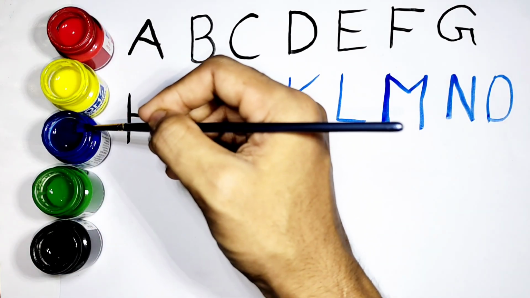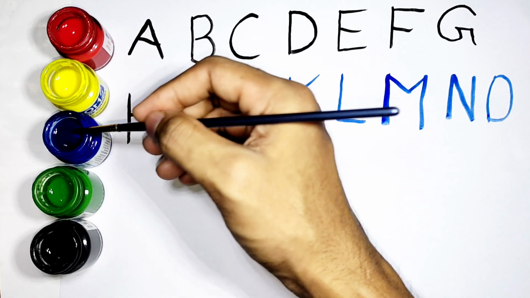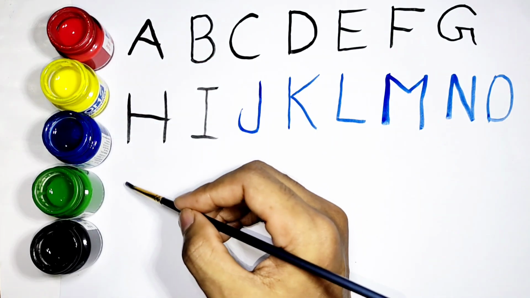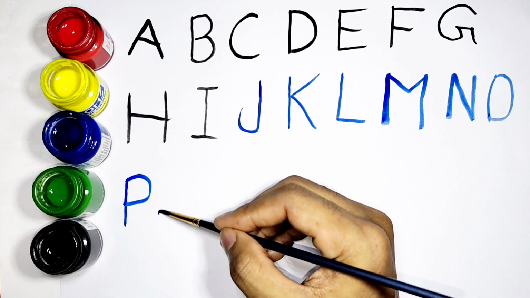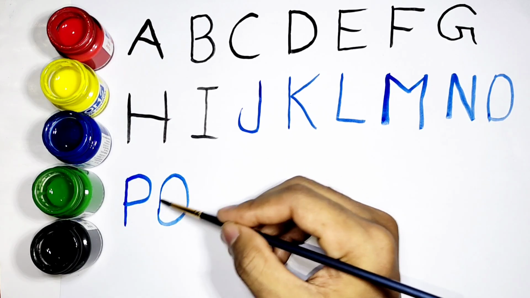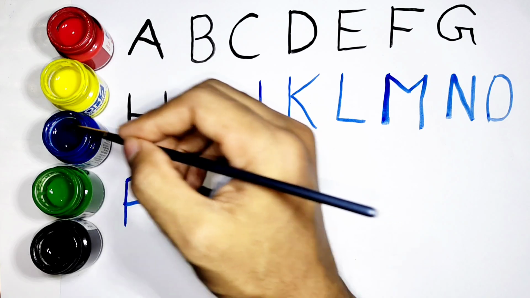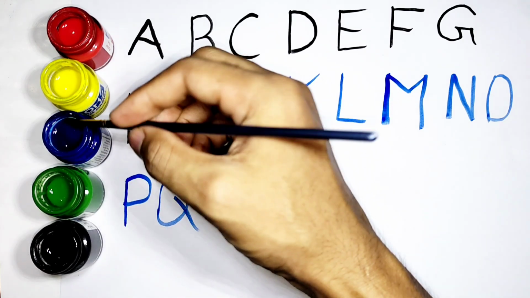Now we draw the alphabet of P. P for parrot. And the next one is Q. Q for queen. The next one is R. R for rose, R for rice.